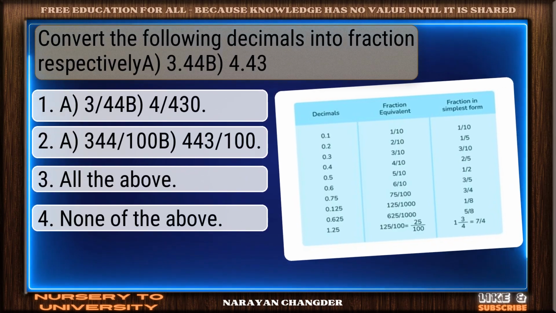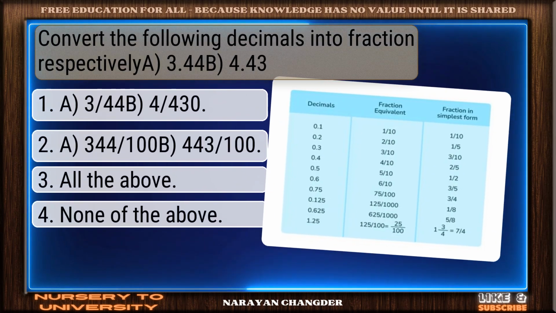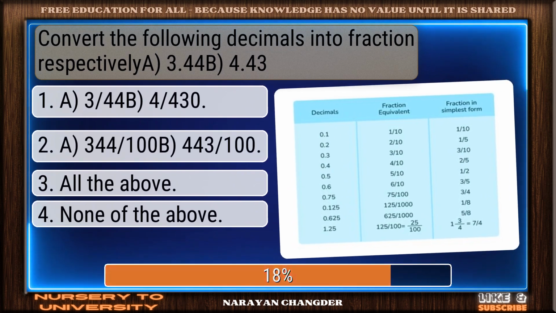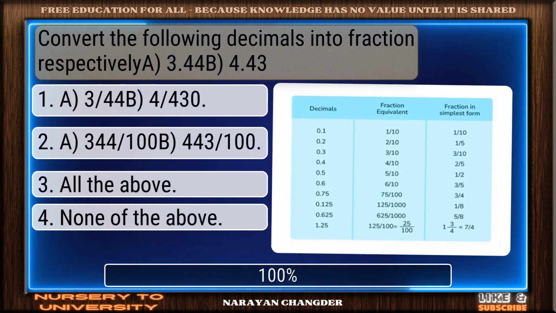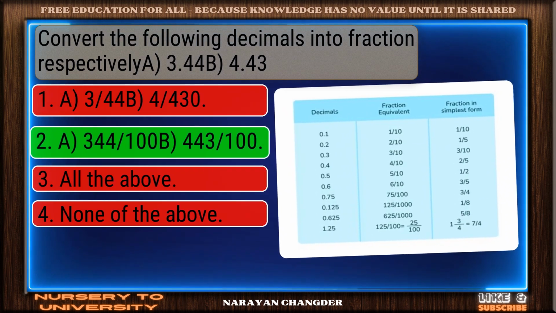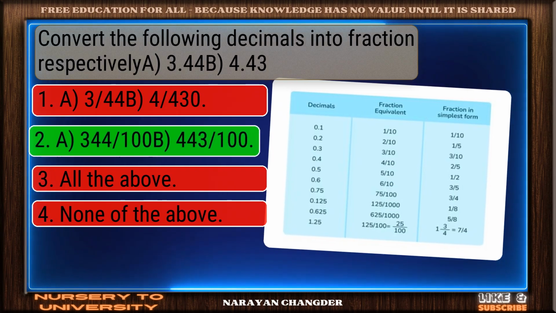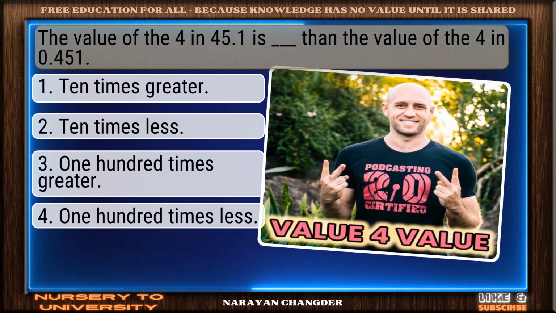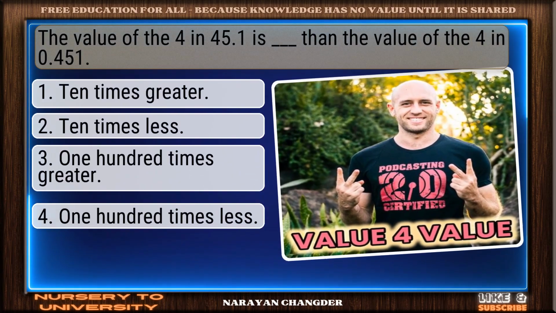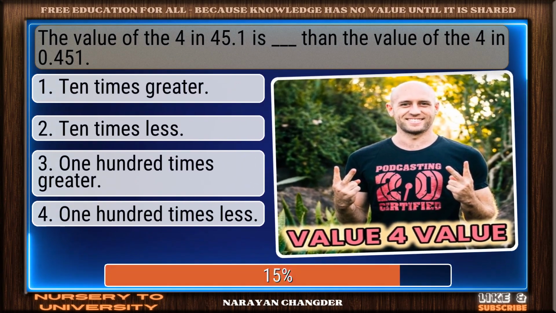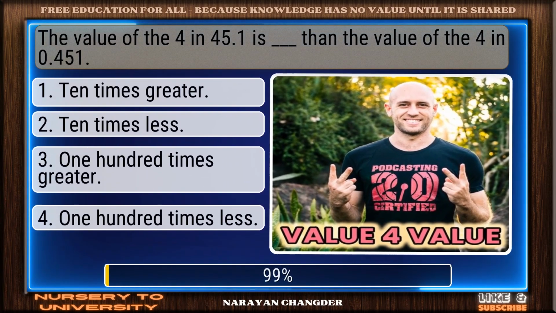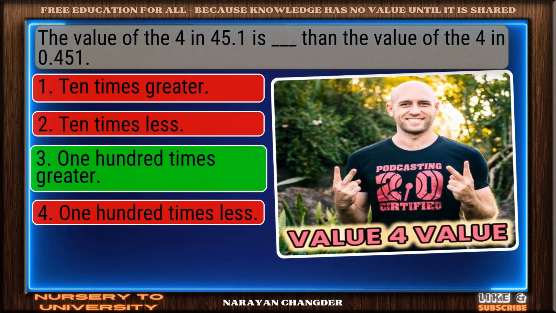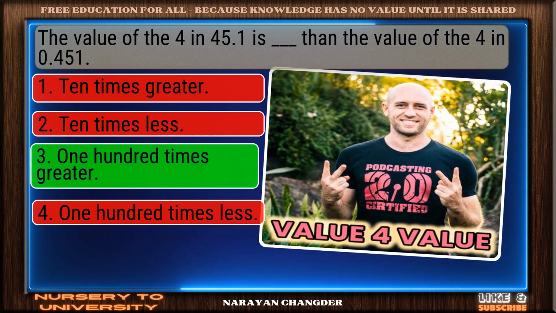Convert the following decimals into fractions respectively. 3.4, 4.43. Nice work. You chose A, 34/10 and 443/100, and it is correct. The value of the 4 in 45.1 is dash the value of the 4 in 0.451. Valid point. 100 times greater is true.